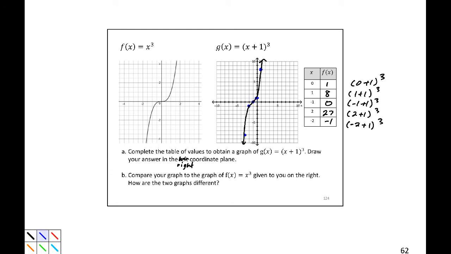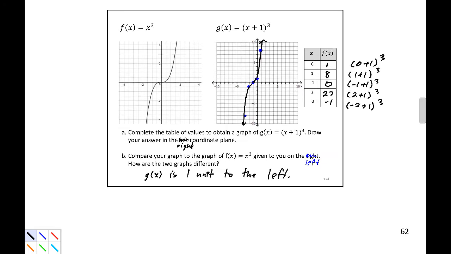Now, you may notice this is actually the same function. It actually has a different zoom factor on it, on the graph itself, but this is the same function. However, it is shifted. And this is part B. Compare your graph to the graph of f of x equals x cubed given to you on the left. The graphs are different because g of x is 1 unit to the left. 1 unit to the left of f of x.